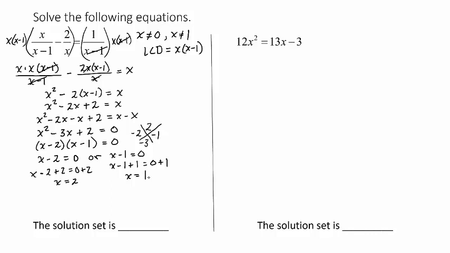Now, I said right in the beginning, before I even found an LCD, if we get x equals 0 or x equal 1 as a solution, it can't be, right? Because if we stick 1 back into the original equation, x minus 1 is in a denominator. So if we let x be 1, we're going to get something over 0. That's not allowed. So I'm going to say x can't be 1. I'm not even going to bother checking it.